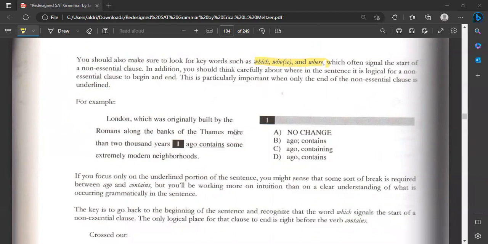So again, I would advise you guys to always read from probably the beginning of the sentence, because I know sometimes it might be confusing when you're looking at only the underlined portion.